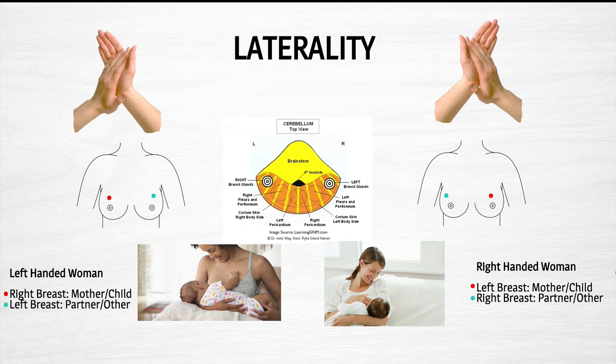Now, a right-handed woman biologically associates her left breast as her mother-child side, because her body associates the baby with the left, since she'll hold the baby on the non-dominant side so that her dominant hand is available for doing other things. So if the concern is with her right breast, that is going to be linked to her partner or someone who's not her mother or her child. And with the left-handed woman, it's going to be the opposite.